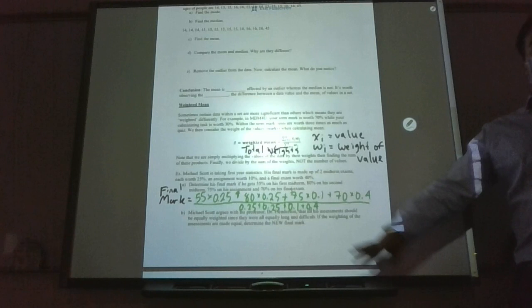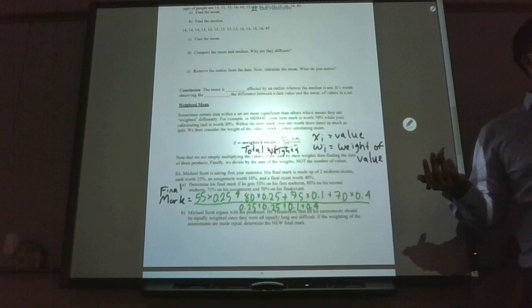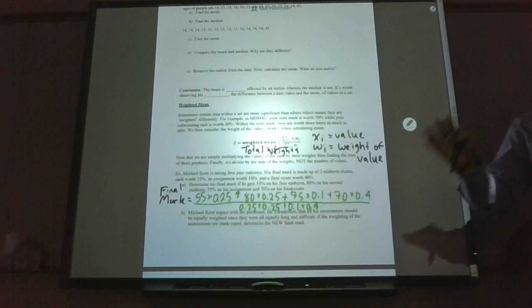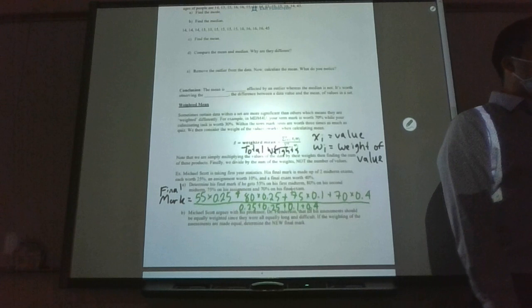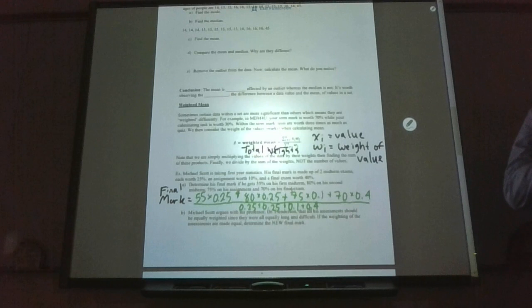So if any of you are wondering how to do this calculation when you haven't written the final exam yet, and you want to know what your mark is just up to the third assignment, what you would do is add them all up, but not include the last one. And then instead of dividing by 1, what would you divide by? Let's say the final exam isn't calculated yet. Yeah, Grace? 0.6, right? You divide by 0.6 because the 0.4 wouldn't be added on there.